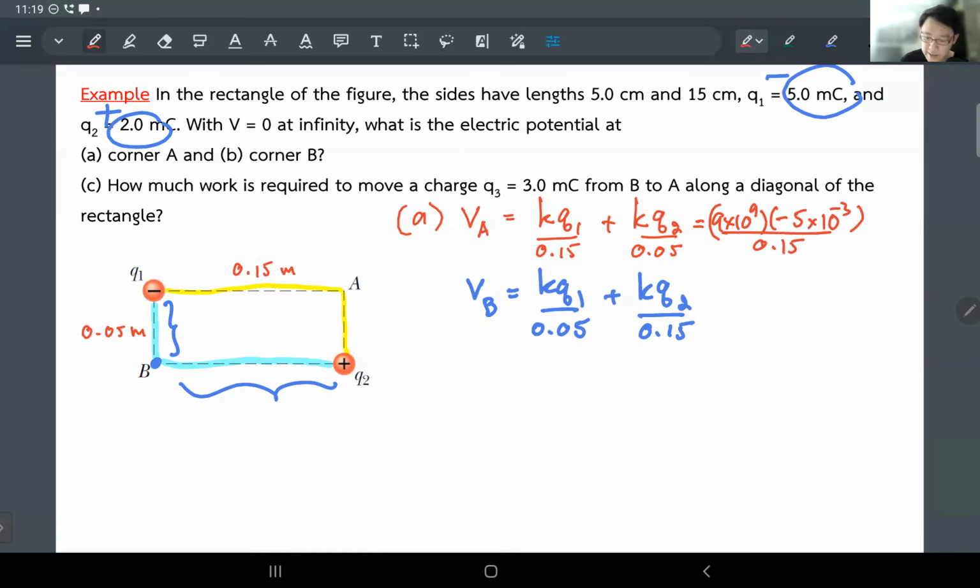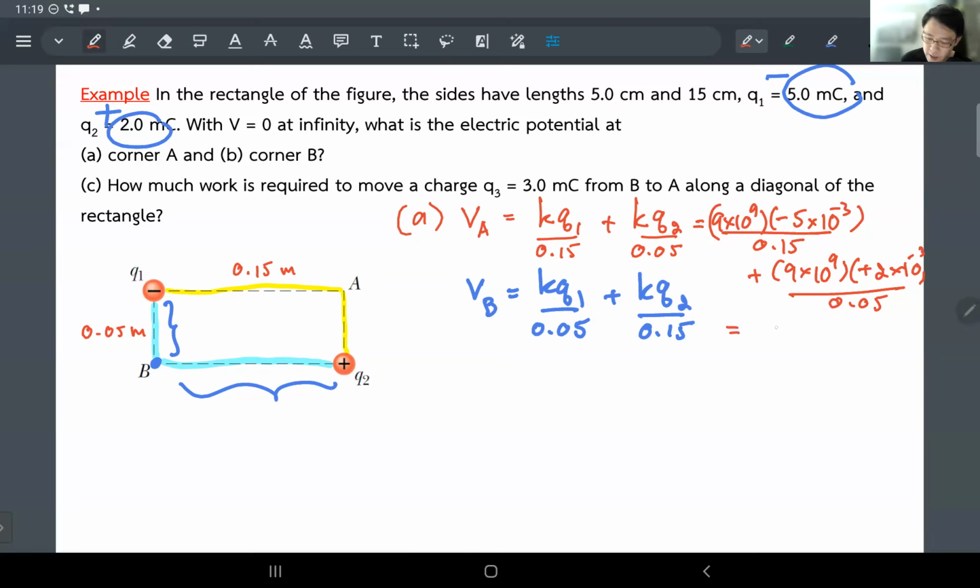All right. Plus K times Q2, now is positive 2 milli, 10 to the negative 3, divided by 0.05. All right. Because we want to really do this problem, I'm going to have to work through the numbers, right? Because numbers is important in potential. Positive, negative, 0, everything is crucial. So let me keep doing this. You guys help me a little bit just in case I made mistakes adding numbers.